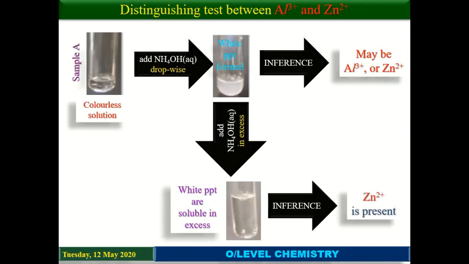In the previous slide, we tested this sample with sodium hydroxide, and then we concluded that it is either aluminium or zinc. So here we have a distinguishing test between aluminium and zinc ion by ammonium hydroxide, and we finally concluded that sample A contains zinc ion. If these precipitates would not dissolve and remained as they are, then it would mean aluminium ion. We will see that in a later slide.